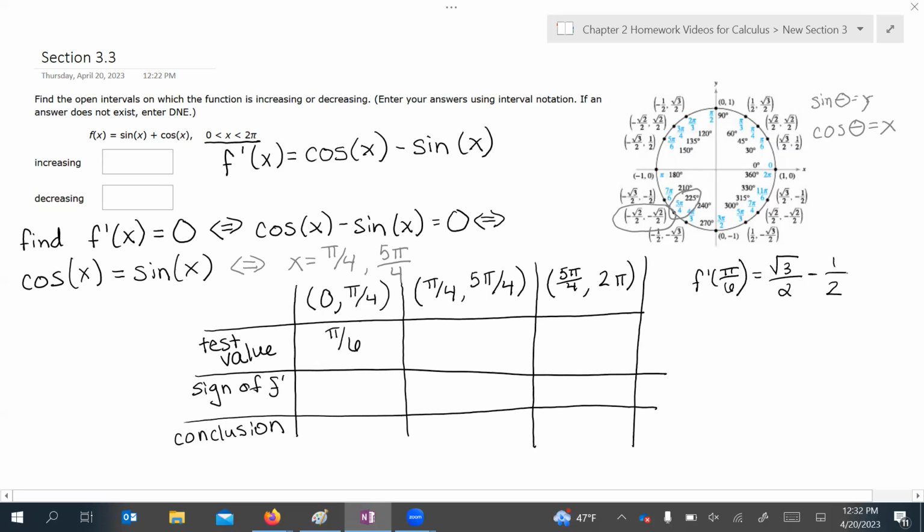Square root of 3 is larger than 1, so this is going to be positive. So the sign is positive. If you want to write positive, that's also fine. We aren't really concerned with the explicit value of it. Our conclusion, based on the fact that it's positive, is that we have an increasing function.